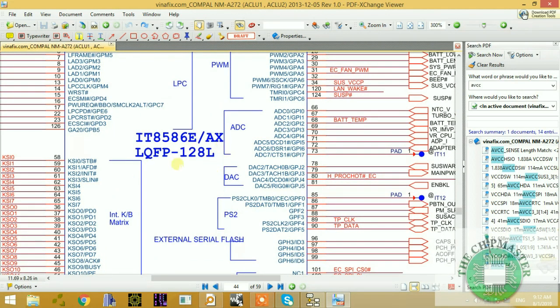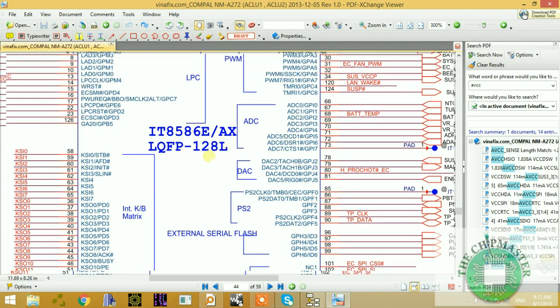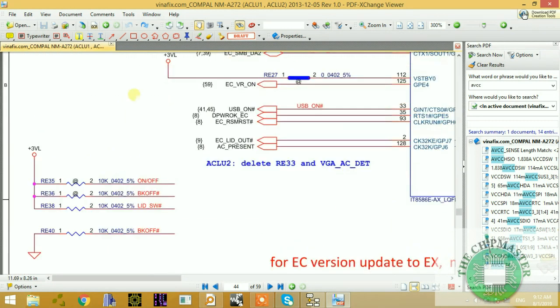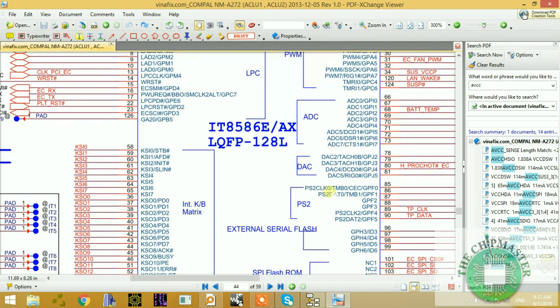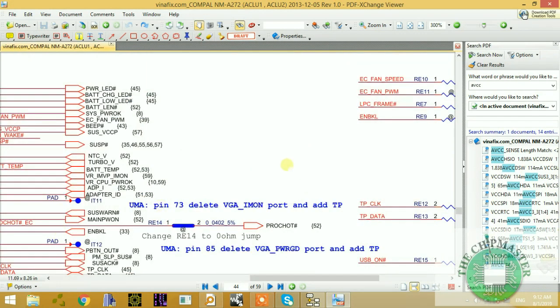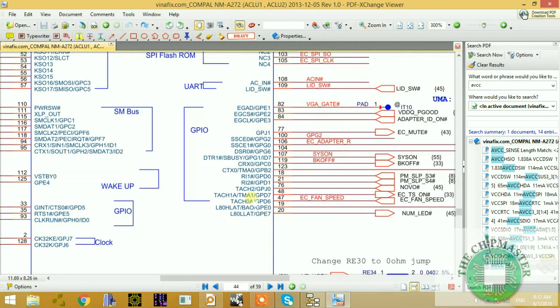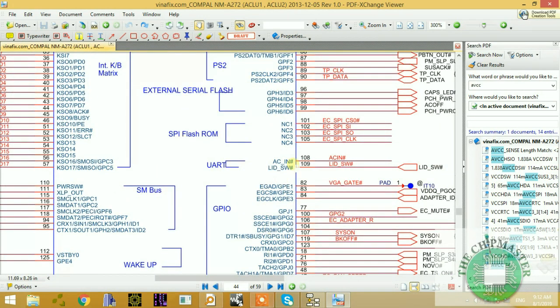As you can see, this is an IT8586E AX, which indicates that it has internal software inside. It doesn't have an external BIOS chip like older machines, where you have an external BIOS chip so that the IO controller can read the BIOS. All the program is embedded inside this chip, so there is no need to read from an external BIOS chip. As you can see, there is no BIOS chip. If you look at the SPI flash ROM, we have an SPI flash ROM here, with EC chip select, signal output, signal clock, and signal input. Chip select, data input, data output, and the clock. This is your SPI bus. It consists of a total of 4 wires.